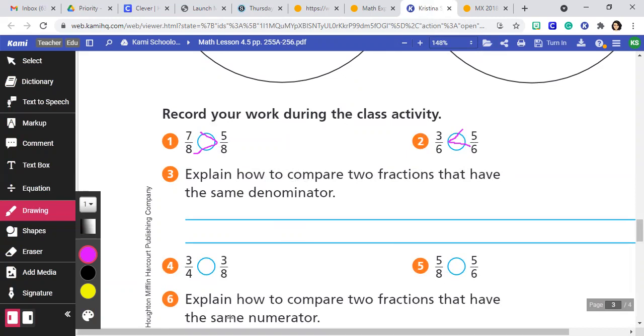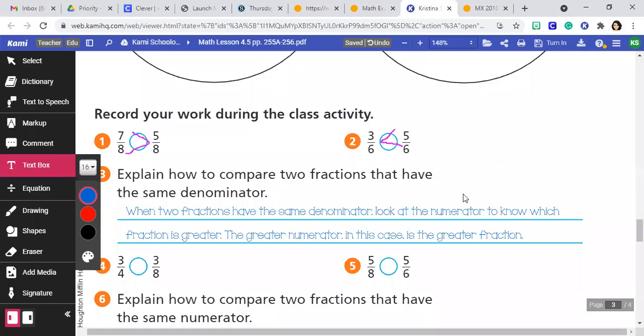Pause the video now and jot down what you think a good explanation on how to compare 2 fractions that have the same denominator is. Now that you've had a chance to think about it, look to see what you came up with against what I came up with. I said, when two fractions have the same denominator, look at the numerator to know which fraction is greater. The greater numerator, in this case, is the greater fraction.